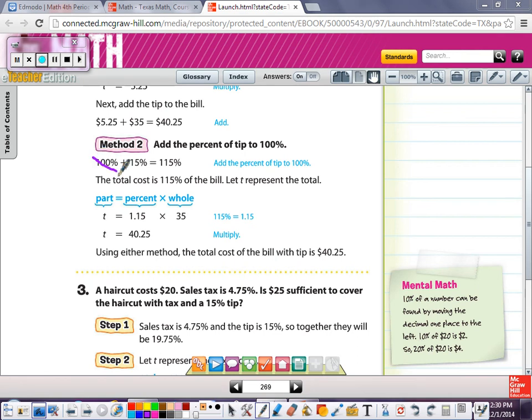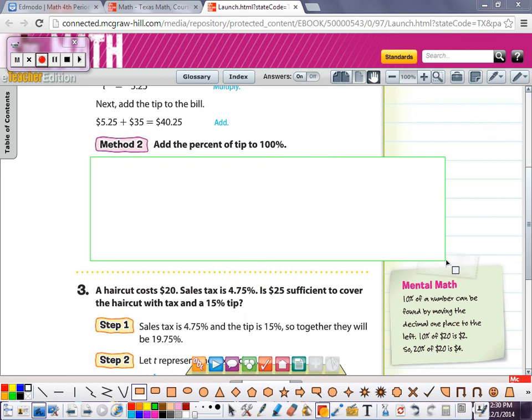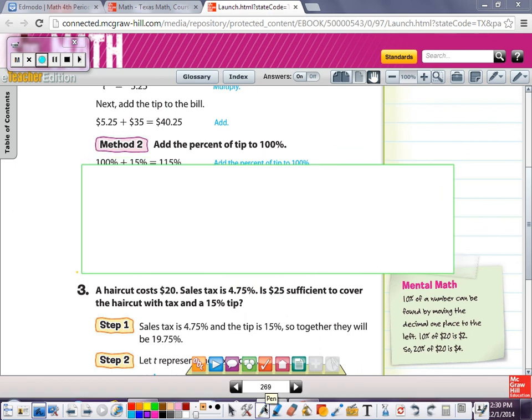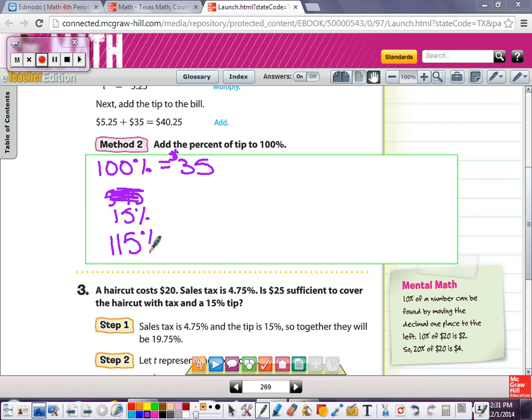So let's consider what we did in the last example and do the same thing here. We know that 100% of the whole bill cost $35. So 100% of our bill is $35. All right? We want to leave a 15% tip. So if we have 100% plus 15%, that means we want to leave 115% total payment.